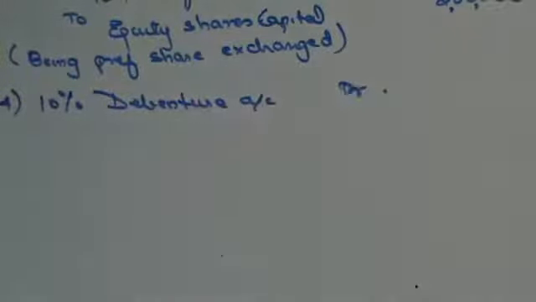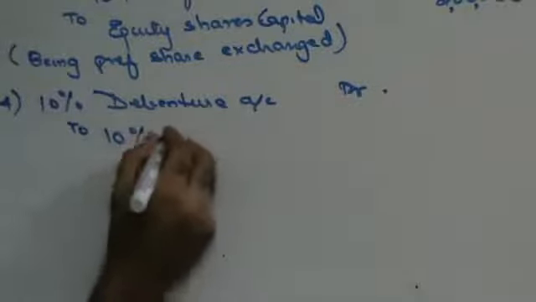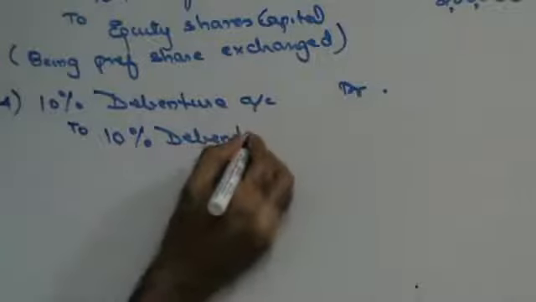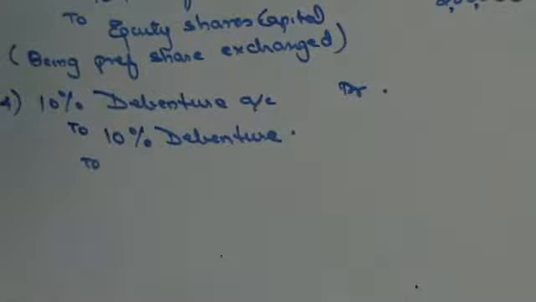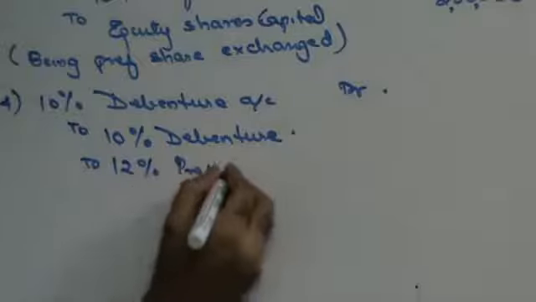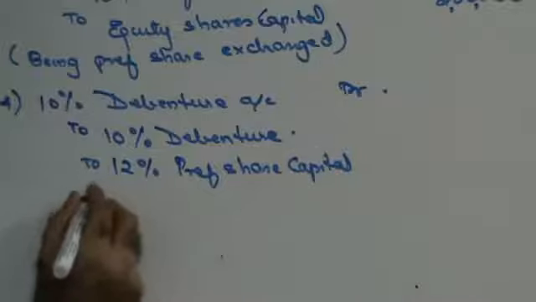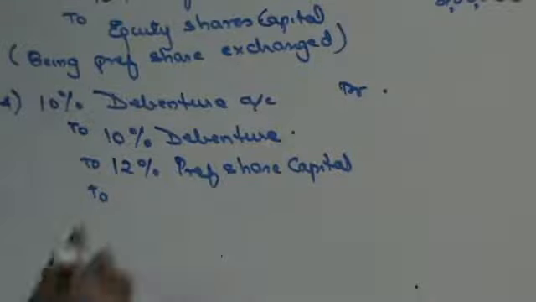You are going to exchange it for what? You are going to be exchanging it for, debit what comes in, credit what goes out. You are going to exchange it for new 10% debentures. You are going to be exchanging it for, debit what comes in, credit what goes out. You are going to exchange it for 12% preference share capital and you are going to be exchanging it for equity share capital.